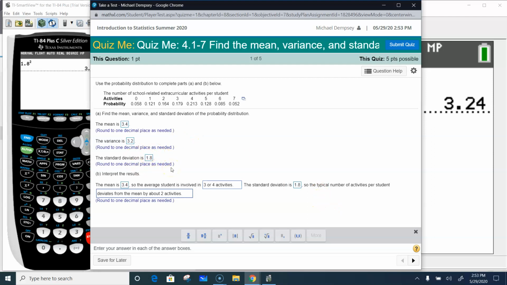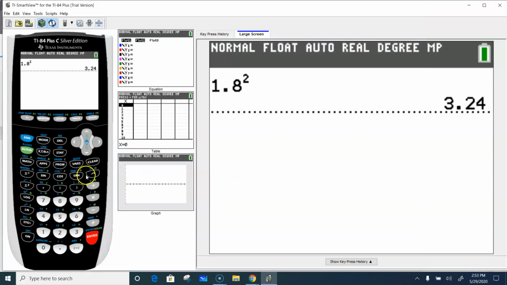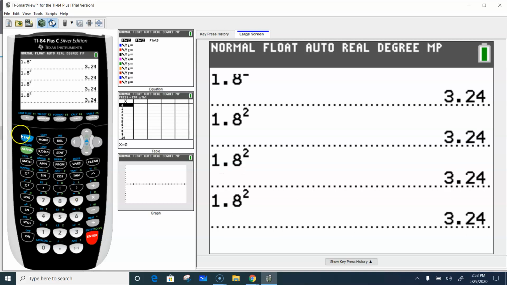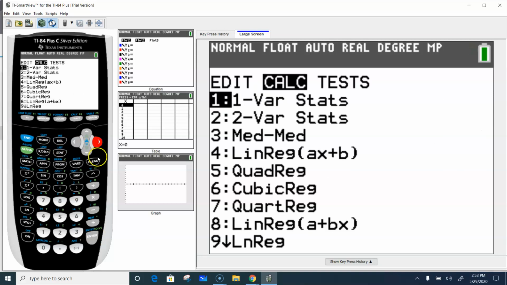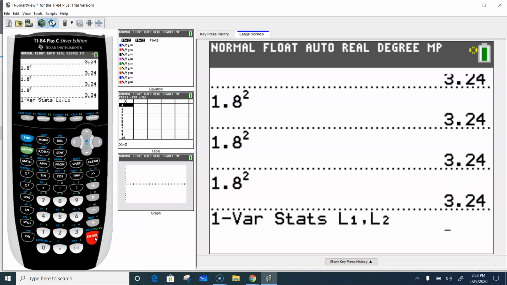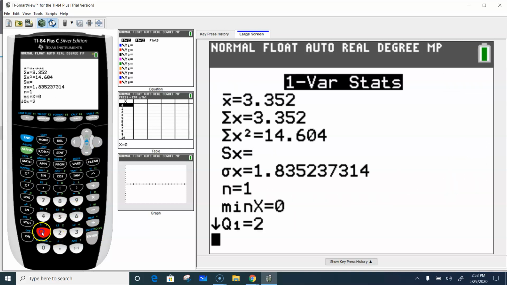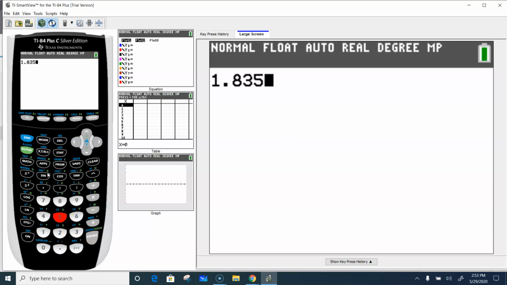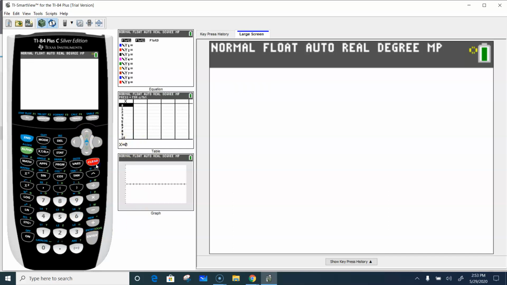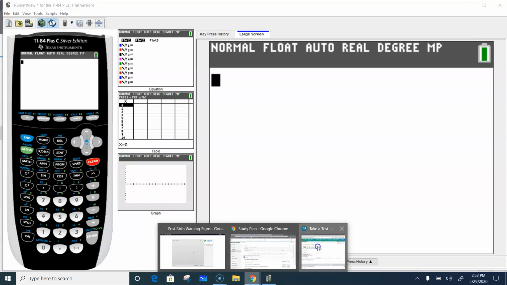Okay, so hopefully we didn't have to take 3.24 and square it. Let me see if that gives us a different answer. Or I'm sorry, what was the standard deviation unrounded? Don't round it. I get 3.36. So hopefully they're okay with us rounding or squaring the rounded version of the standard deviation. And we'll find out.